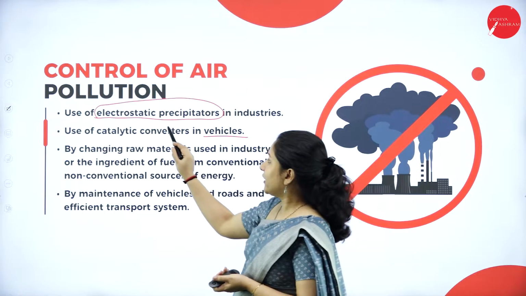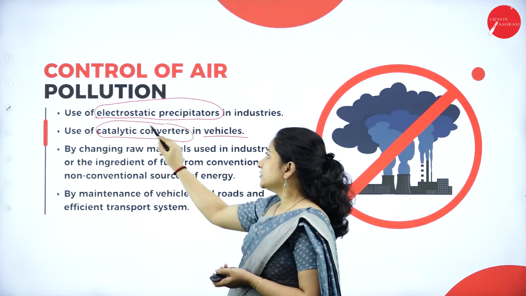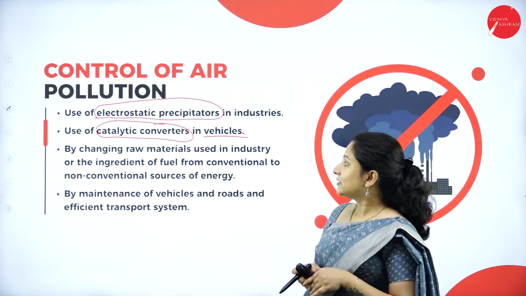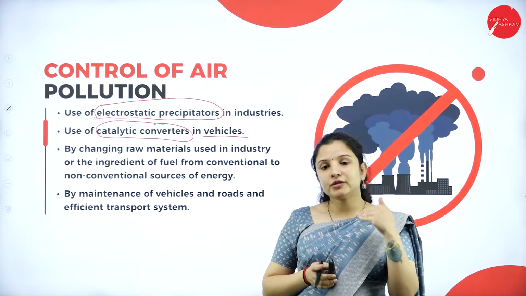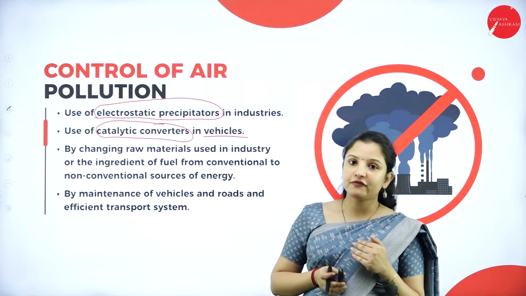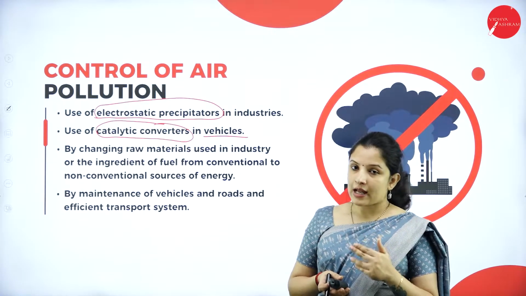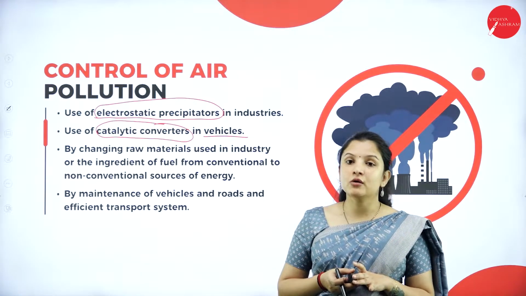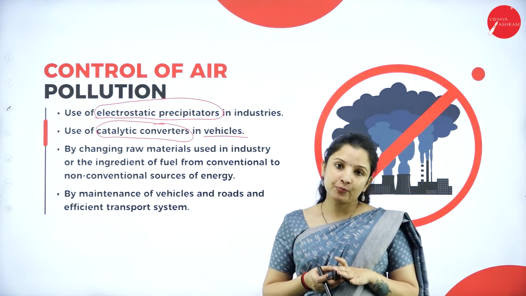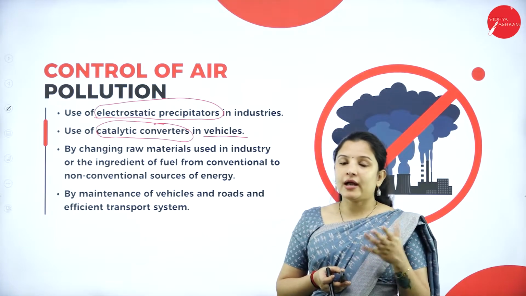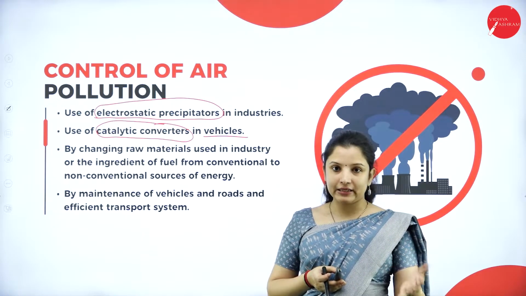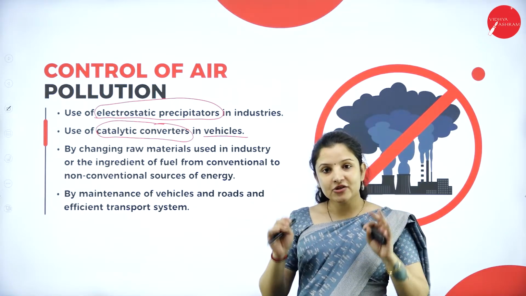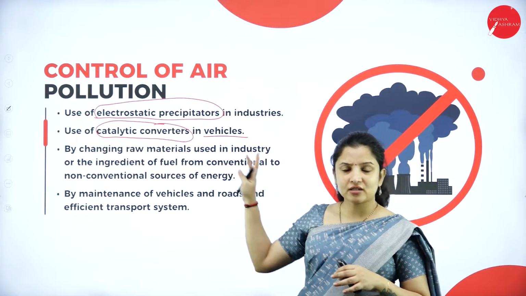Again here, in vehicles, catalytic converters are used. Catalytic converters are usually used in the exhaust of vehicles, and they will not allow the toxic smoke to pass. They purify the smoke and then release it into the atmosphere. But one problem with the catalytic converter is that it can only be used in vehicles using unleaded petrol, because petroleum products contain lead. Therefore vehicles should be designed for unleaded petrol, and only in those engines can we use this catalytic converter. So that is one of the drawbacks.